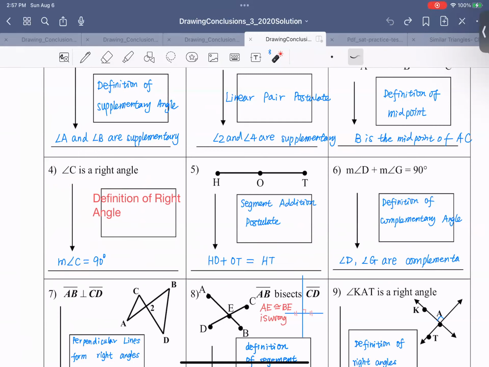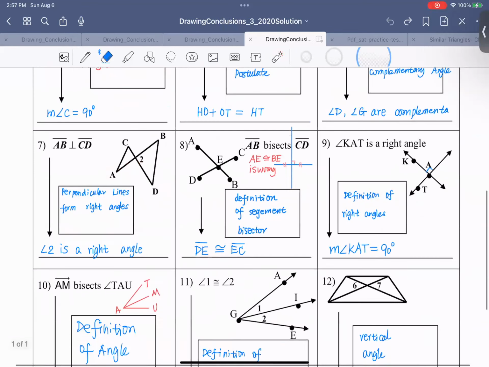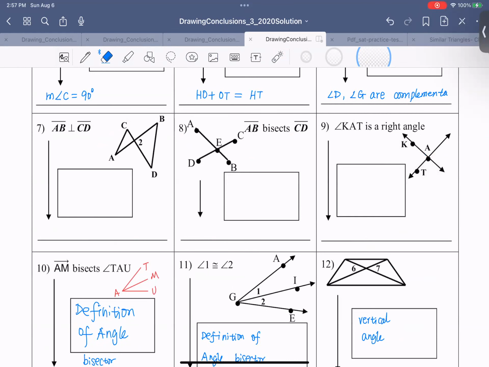Very good. Next one. Haiti, let's try this line. Go ahead, this one here. You want to say what? Line AB is perpendicular to line CD. So, perpendicular lines form a right angle. So, angle 2 is 90 degrees.